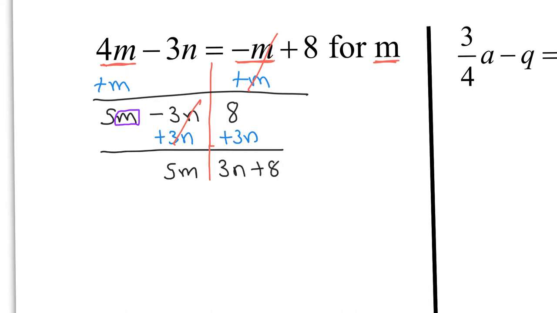And finally, you want m by itself. So I'm going to divide. Remember that 5 and m are multiplying. There's nothing in between. So I'm going to divide by 5. And I'm going to divide everything by 5 on this side. This turns into 1 here, 5 divided by 5. So m equals the expression 3n plus 8 over 5.